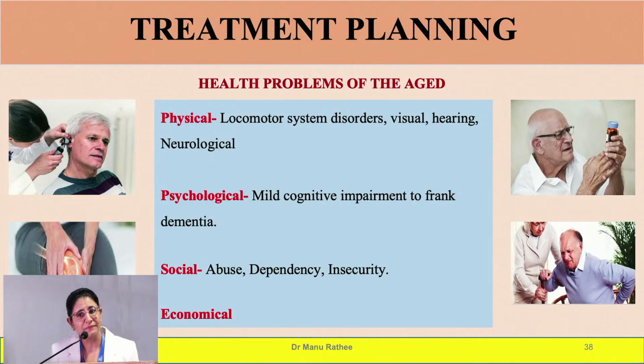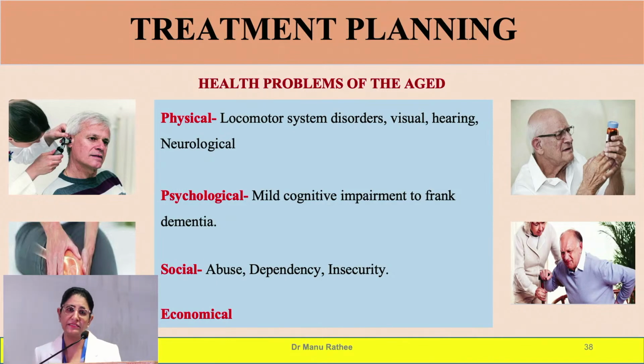like physical factors. Locomotion is generally affected. Visual, hearing, and neurological impairment are there, which are not there for adult patients. There are psychological aberrations also. There might be mild cognitive impairment to frank dementia. We have to handle such patients. Generally, any psychological decline is not expected in a younger, healthy adult.